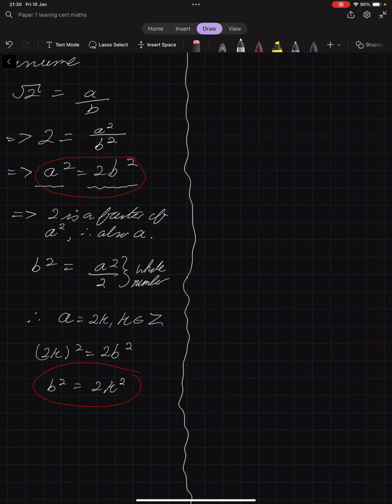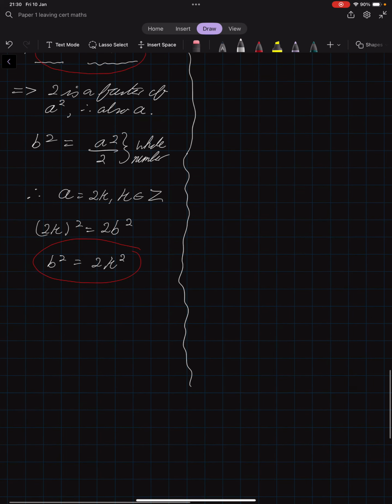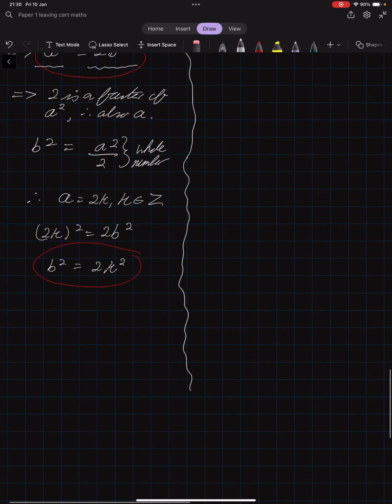So up top, we said that a must be even and therefore it can be written as 2k. b now must also be even and therefore b must be able to be written as some 2l, where l is an element of z. But here we have a contradiction, and this is kind of a cool little thing that you can draw. This will impress your math teachers. This is the symbol for contradiction.